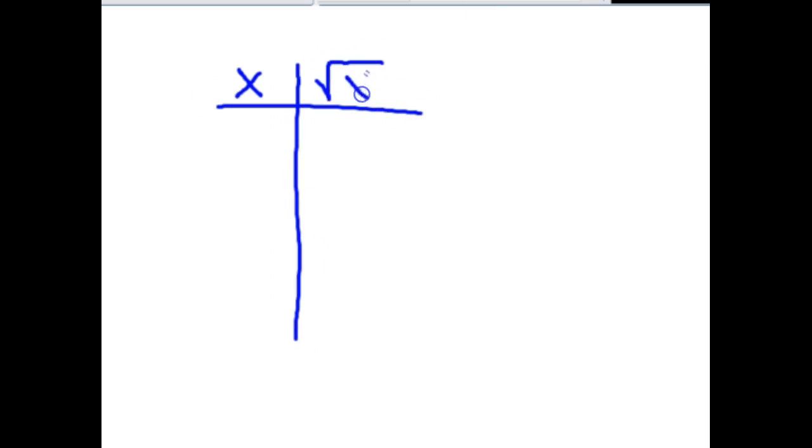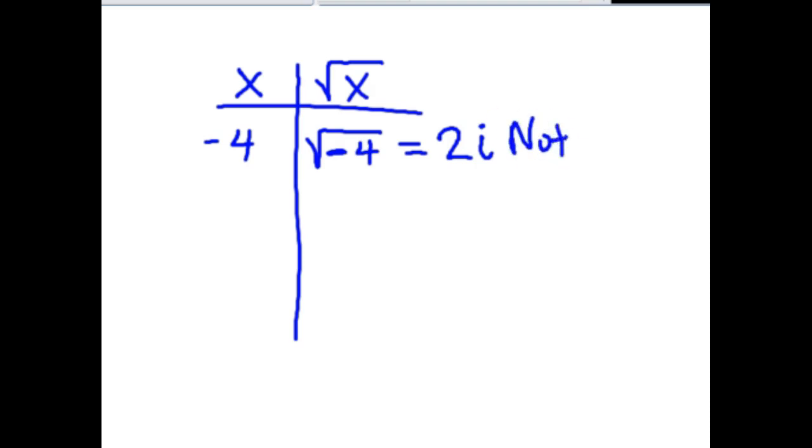So if I have the square root of x, that's what I'm trying to graph. So suppose I pick negative 4 to start with. What's the square root of negative 4? Do you remember what happens if there's a negative sign underneath the radical sign? That would be 2i. Remember those imaginary numbers? That is not a real number. We're not going to be able to graph that on a graph paper because we have a real number graph.